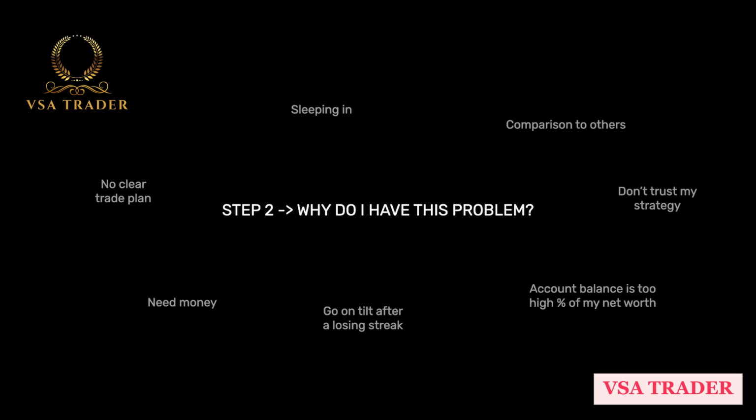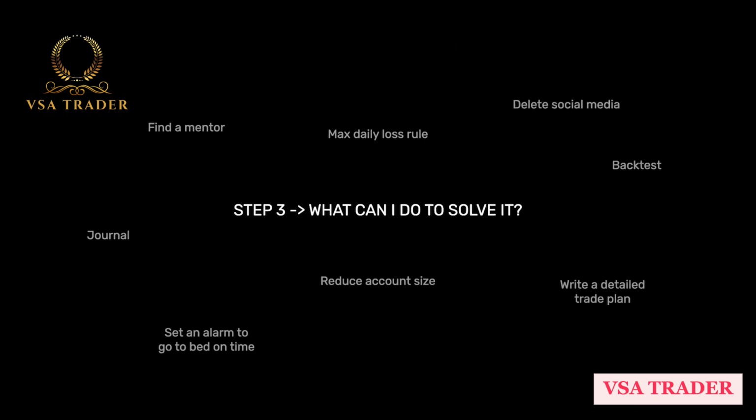We'll go through some more examples in a minute, but to stick to the one that I was talking about, I identified the problem that I was taking too many losses in one day. So why do I have this problem? It's just because I found that after I take 1 or 2 losses, I would want to end the day on green. So I would go on tilt after that losing streak. Okay. So now I know what the problem is, and now I've identified why I have it.